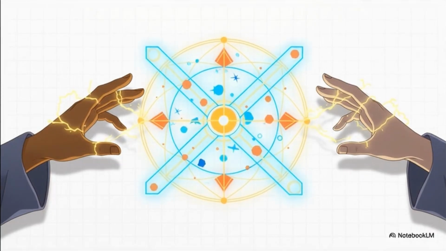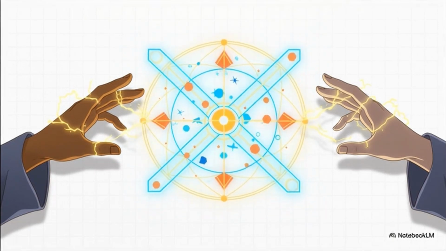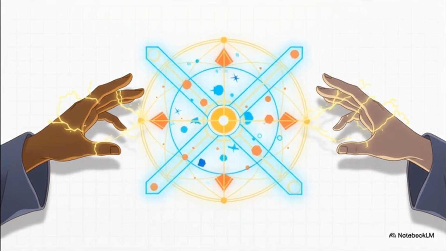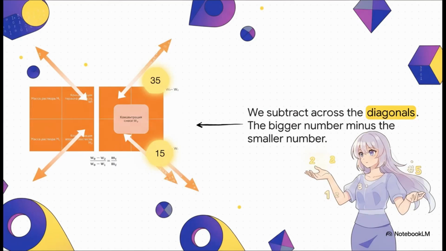Okay, everything is in place. All the information is on our little grid. So get ready, because this next step, this is the simple little trick that unlocks the entire problem. All we have to do is subtract across the diagonals. Always the bigger number minus the smaller one. So look at the first diagonal. We take 65 and subtract our target of 30. That gives us 35. We write that on the top right.